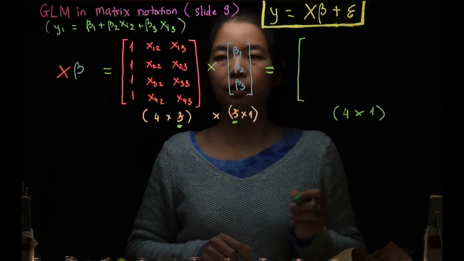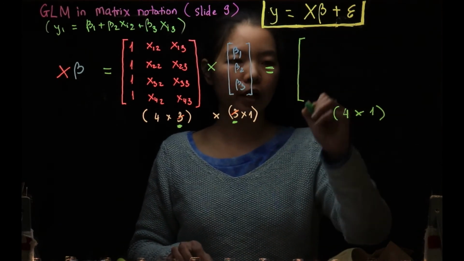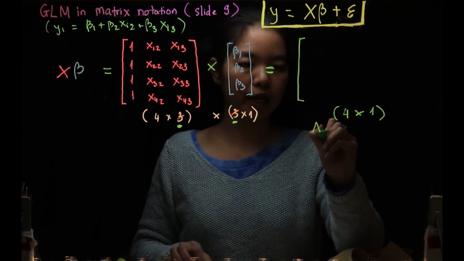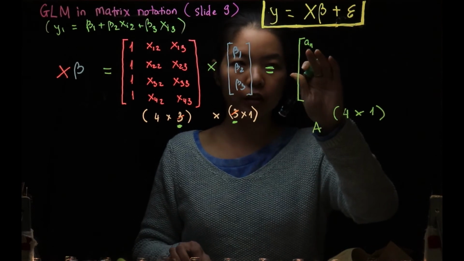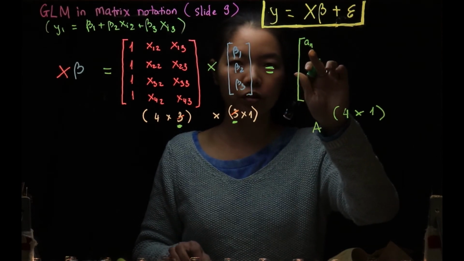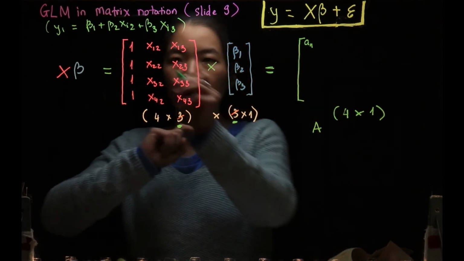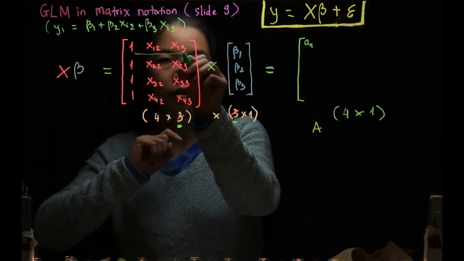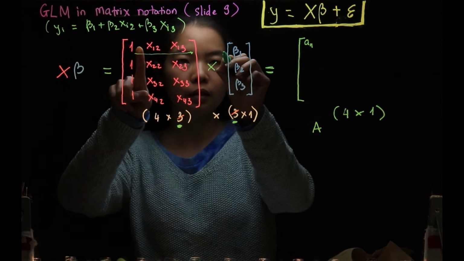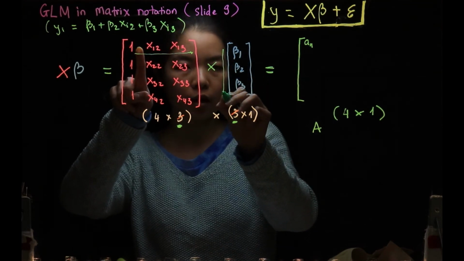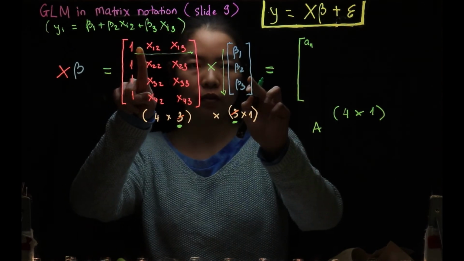Then how to multiply? The way it works is, for example, I call the resulting matrix A. Then for A1,1, the first element of the first row and first column of the resulting matrix, you take the first row of the first matrix, and multiply each element by the corresponding elements of the first column of the second matrix.